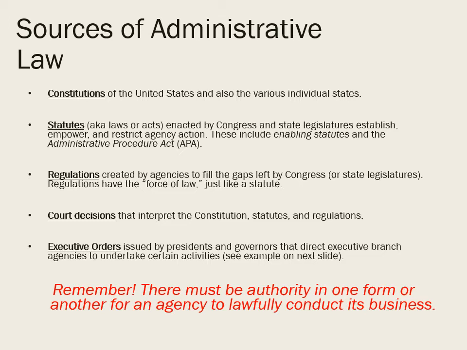Now, the Constitution says absolutely nothing about agencies, but all aspects of government have to be governed by the law. And agencies have to possess authority based on these types of laws, like I said, in order to lawfully conduct their business. Two sources of authority are going to be very important to understand for this class, and that would be the statute and the regulation, again, also called a rule. Both of these are grants of authority, but they are developed in distinctly different ways.